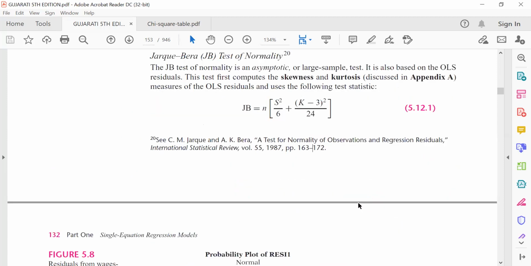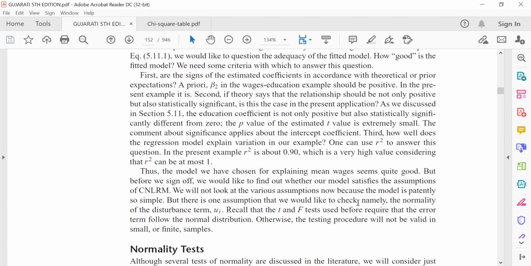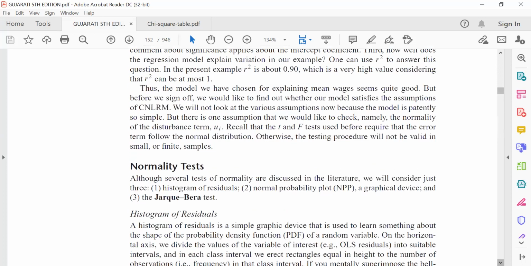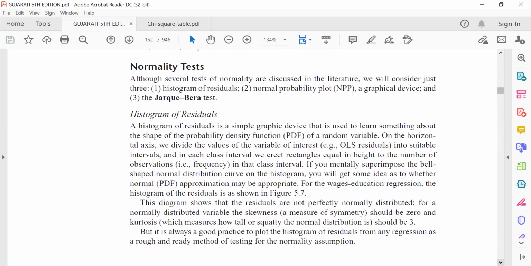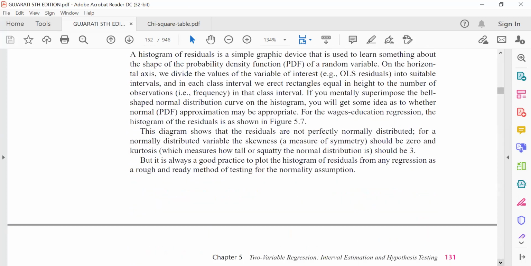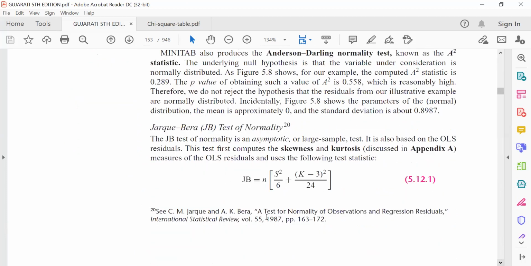Now the normality test. Normality is one assumption in the classical linear regression model. We assume that residuals are normally distributed with zero mean and constant variance. So we use the Jarque-Bera test here. You can see this formula for Jarque-Bera. This is the Jarque-Bera statistic, equation 5.12.1.